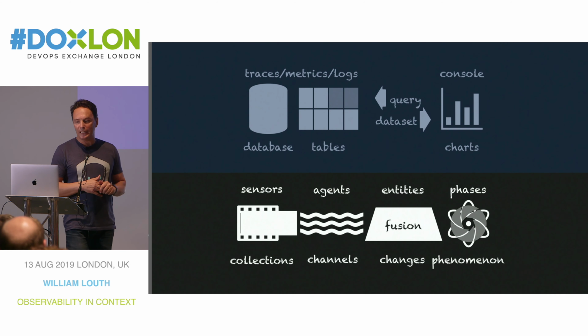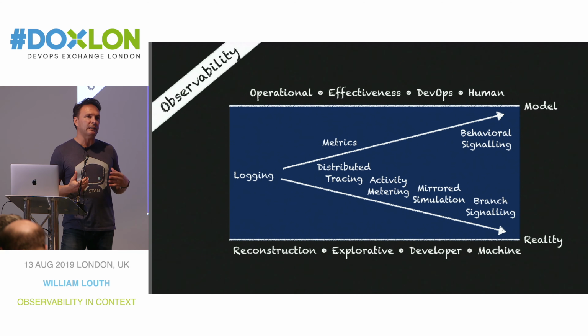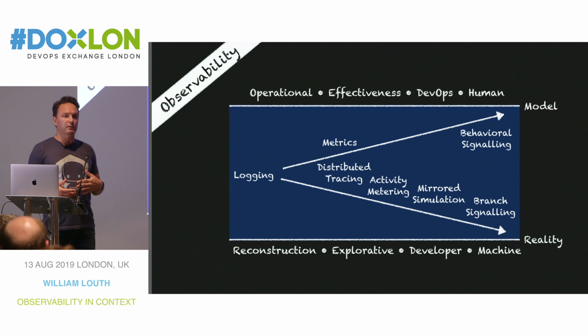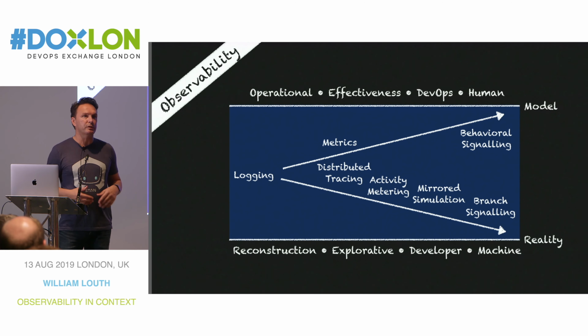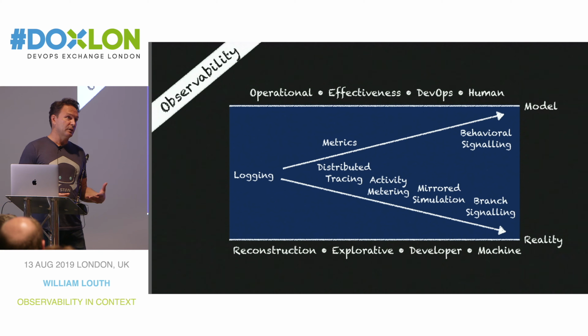Today, observability is really taking two directions. One direction goes from logging to tracing to metrics and further down, which is the bottom chart. This is really about reconstructive, explorative data analysis, focused on developers, really for machines, even though a lot of the tooling is still geared towards humans. Unfortunately, this is not very effective for DevOps.